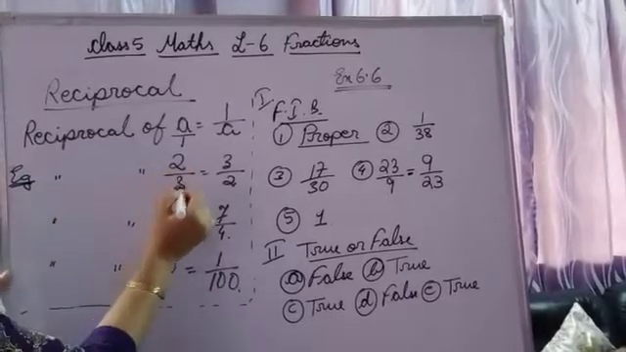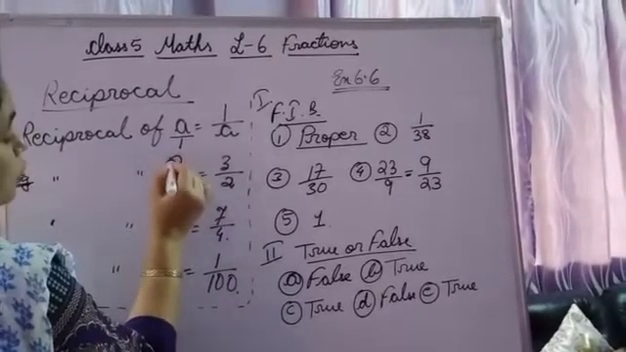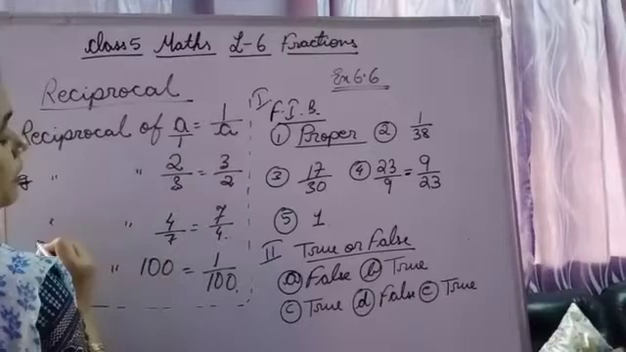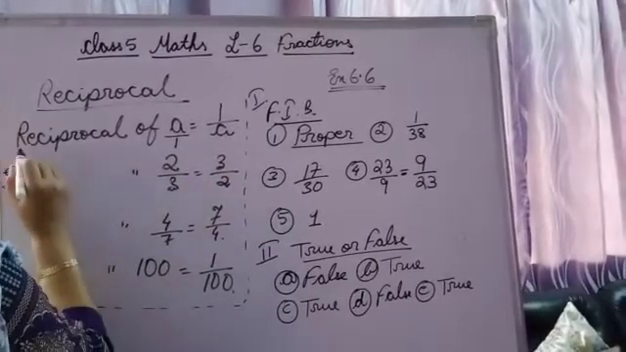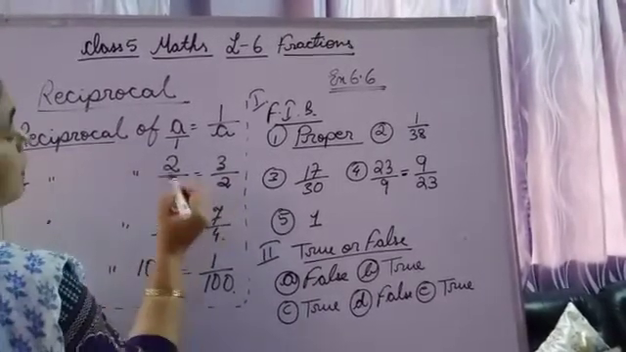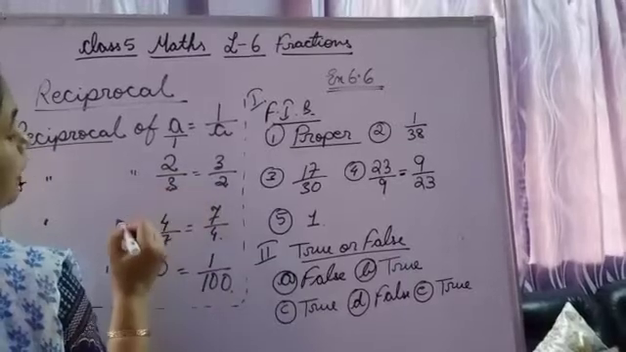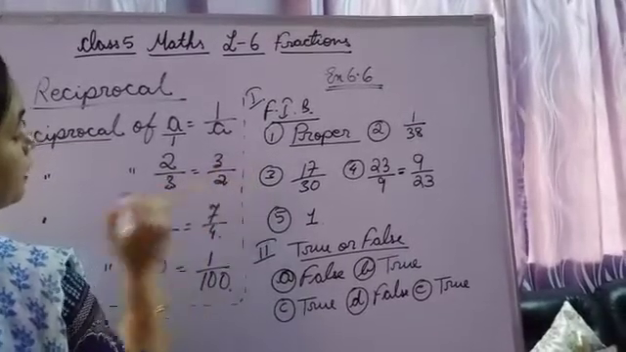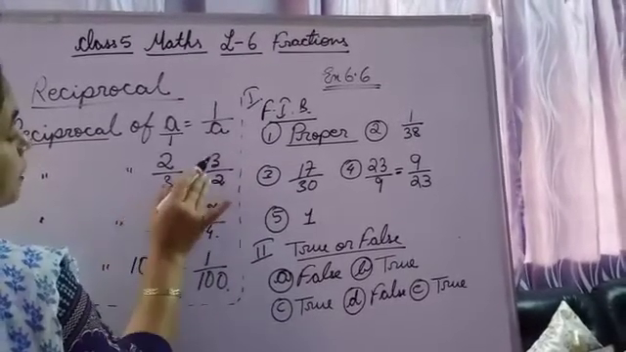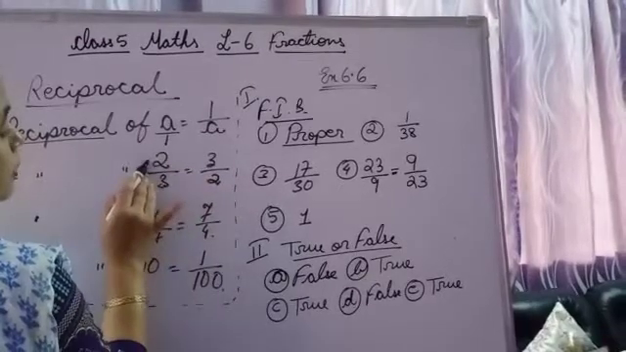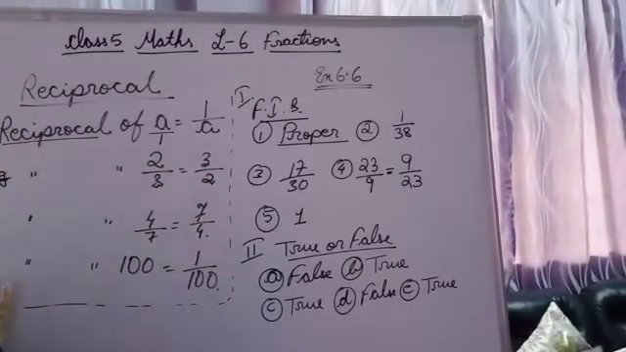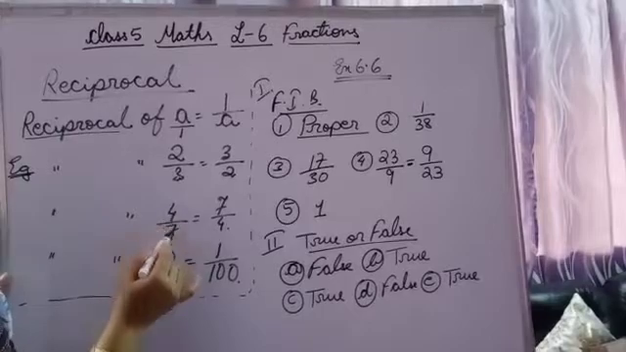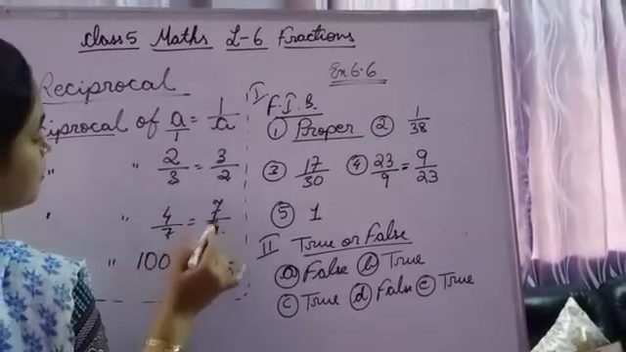Now again let me go through these examples which I have written for you all. Reciprocal of 2 by 3. 2 is the numerator, 3 is the denominator. So when I mention this term reciprocal, the reciprocal of 2 by 3 will become 3 by 2. That means this denominator will become the numerator and the numerator will become the denominator. Again, the reciprocal of 4 by 7 will become 7 by 4.